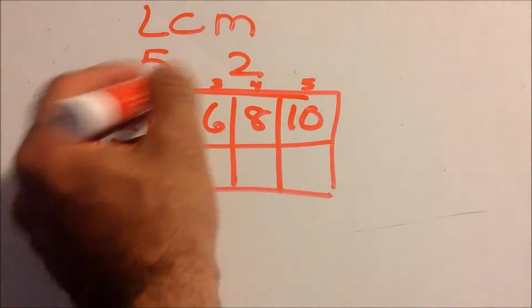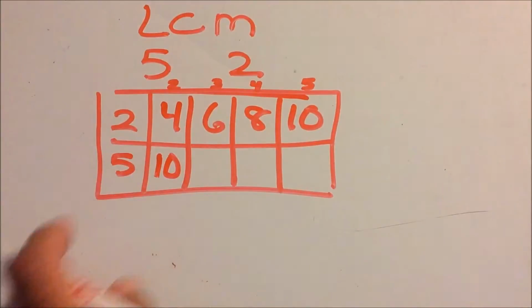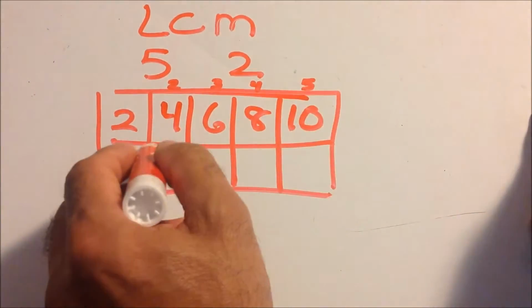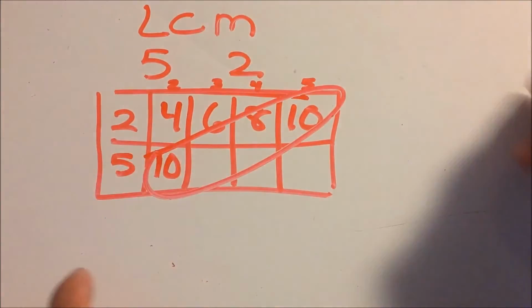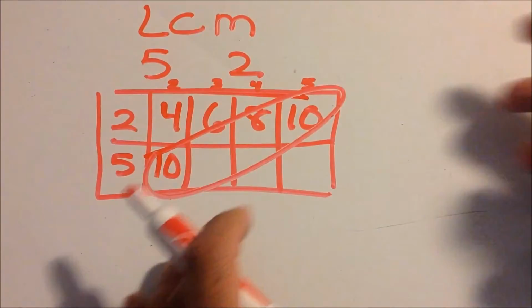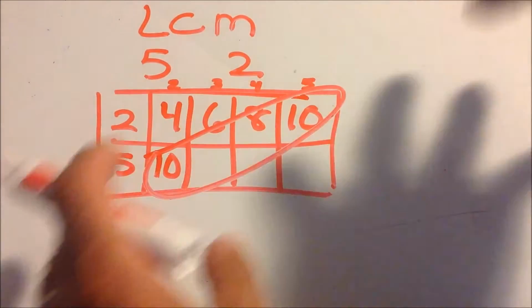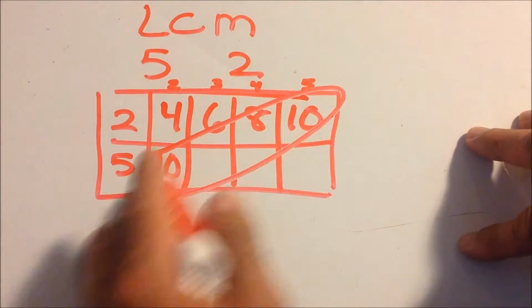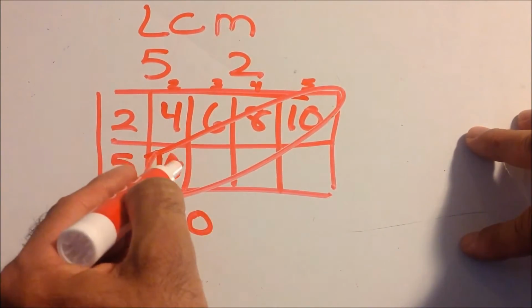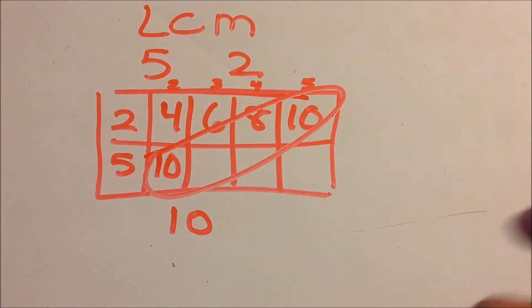And the same with 5. 5 times 2 is 10. Now I can stop there because we see a common multiple. 10 is the common multiple. It's the lowest common multiple. Again, you can keep going and get other multiples, but you want the least common one, and that is 10. So the least common multiple of 5 and 2 is 10. 5 goes into 10, 2 goes into 10, and that's the lowest number they both go into.